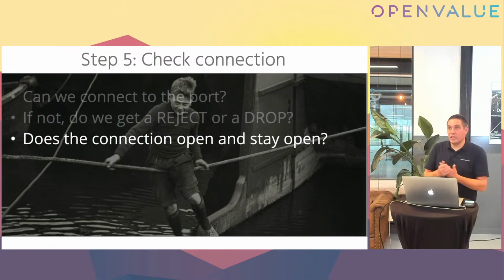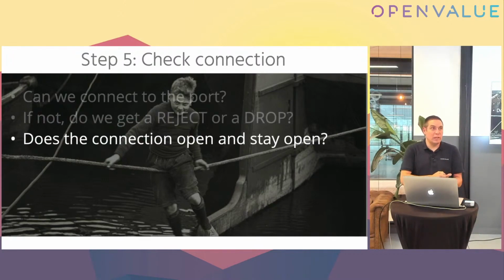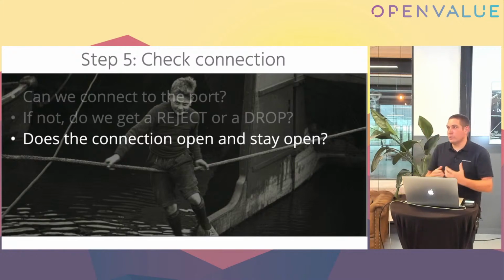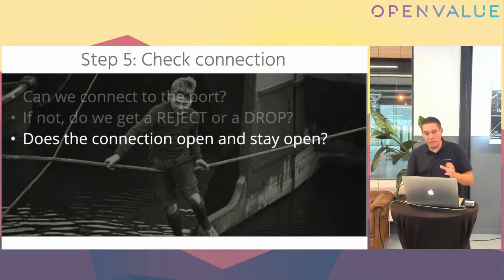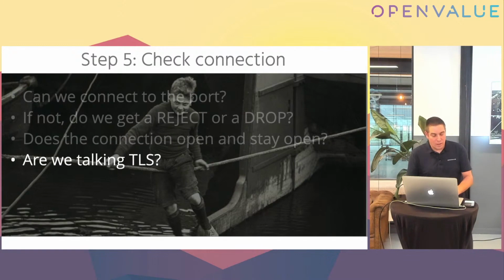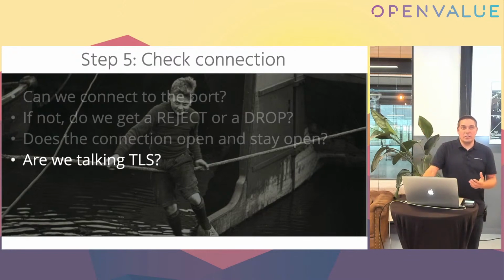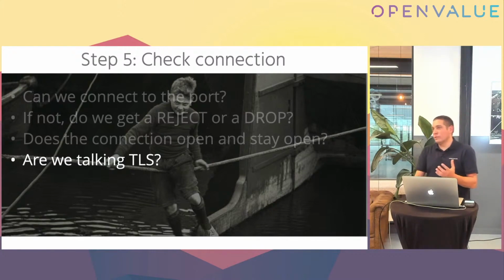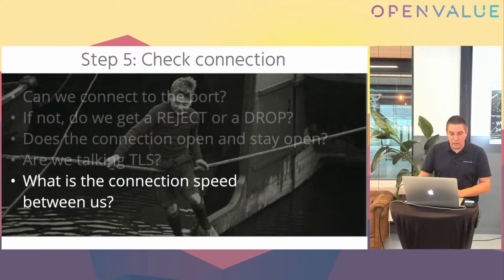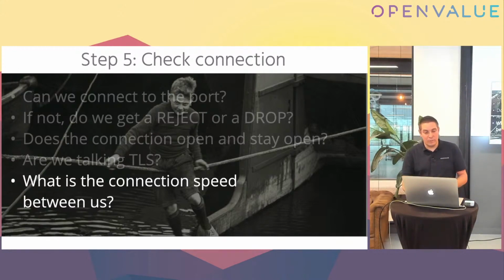Does the connection open? Does it stay open? Sometimes the connection opens quickly and closes right after, which typically means there's some firewall in between or something else that's preventing you from connecting. Are we talking TLS? So is it an encrypted connection? Typically, I hope not, because if it's encrypted, it's typically a bit more difficult to actually debug, but we can still check firewall stuff. Can we connect or not? And what is the connection speed? Is the speed fast enough between our machine and the target machine?